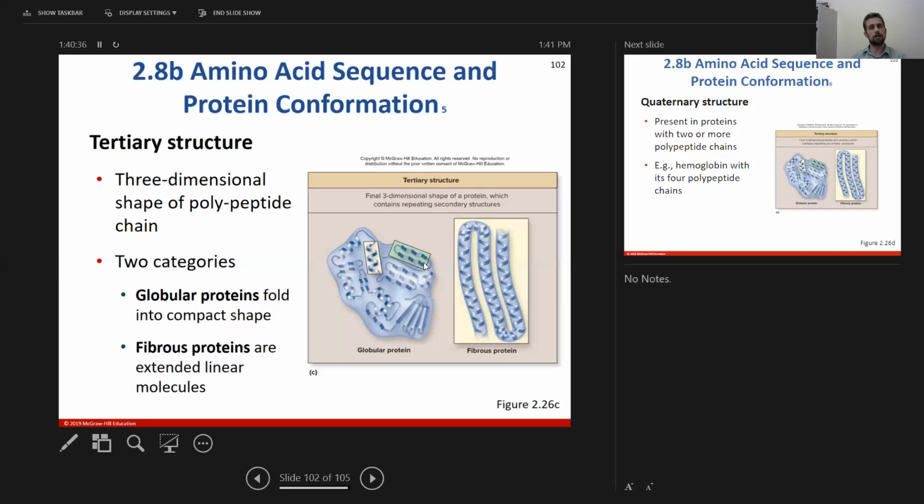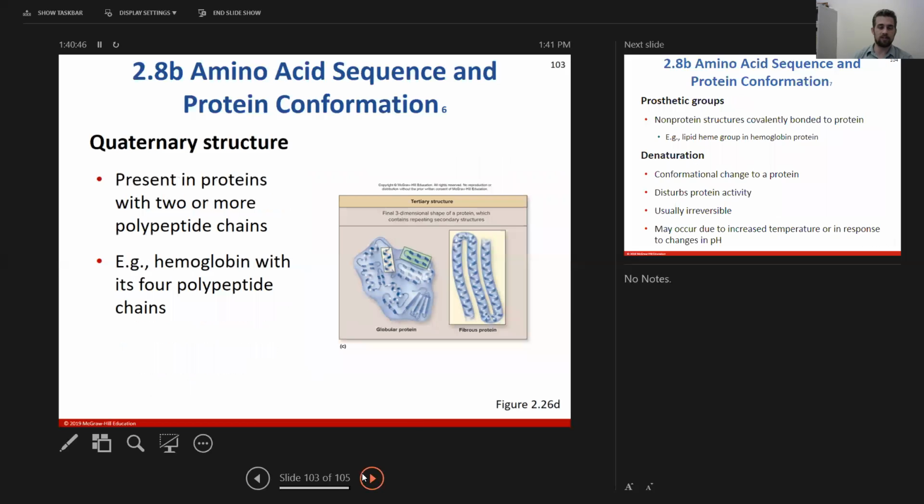That's how I do it in my face-to-face class. But tertiary structure, right here. My tertiary structure, globular protein. Now, quaternary structure is a little bit different. Quaternary structure is where we get two or more tertiary structures and we stick them together. So hemoglobin is going to have 4 polypeptide chains stuck together.